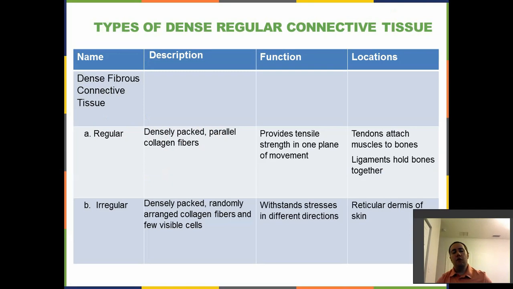We only have two types of dense connective tissue. We have dense regular connective tissue, and we have dense irregular connective tissue. I'm now realizing the word regular in the slide title here should not be there. Cross that out. Types of dense connective tissue. There is regular and irregular. There's only one type of dense regular.